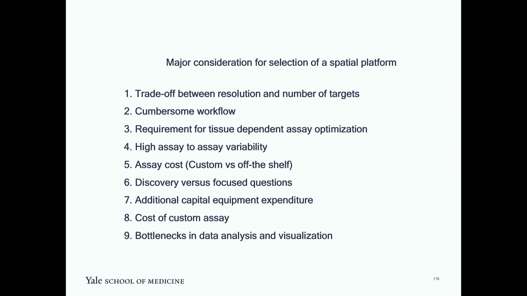Discovery means you need to test as many genes as possible, or you want to have a focused question, like a neuro-oncology panel for cancer or something like that. So the whole idea is discovery versus focused question. Then it is expensive. These instruments are expensive, so you need to spend additional money on capital equipment, and definitely there is a big bottleneck in terms of visualization and data analysis, because there are not many people who are experts at doing it.